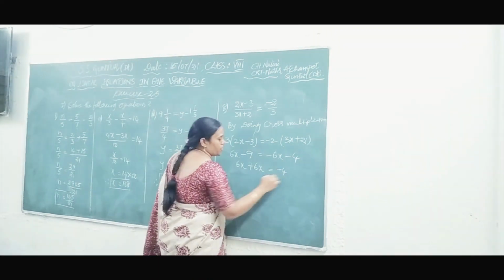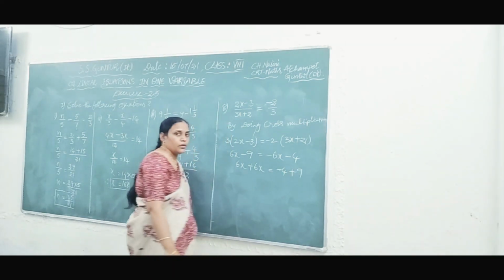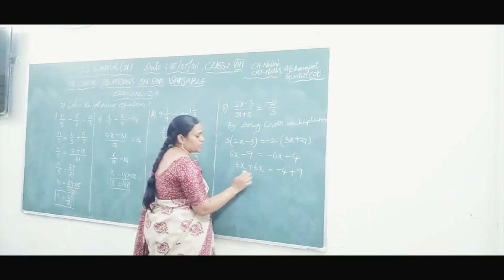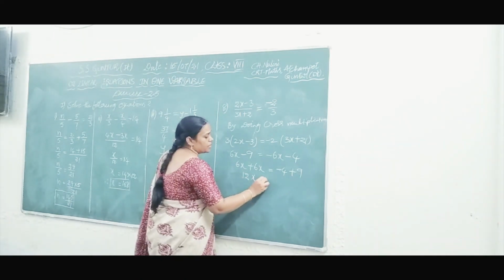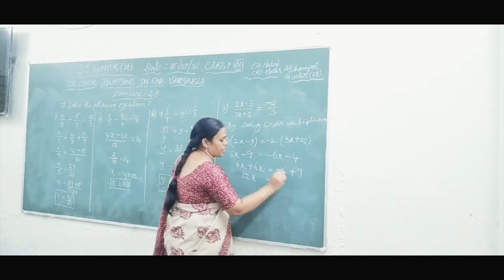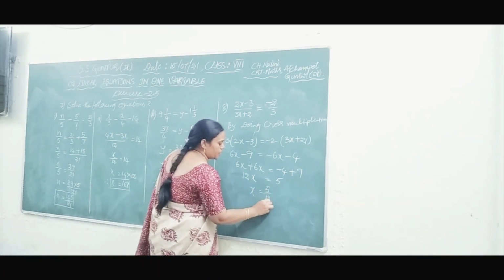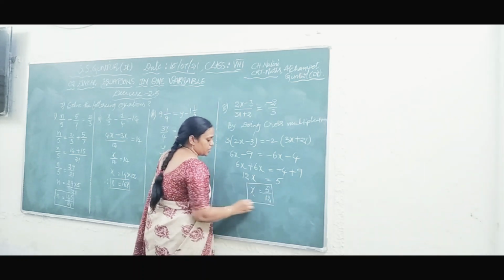Minus 9 from this side goes to that side as plus 9. Okay. Now 6x plus 6x, what? 12x. 12x is equal to minus 4 plus 9, 5. Therefore, x is equal to 5 by 12. So this is our solution of this equation.